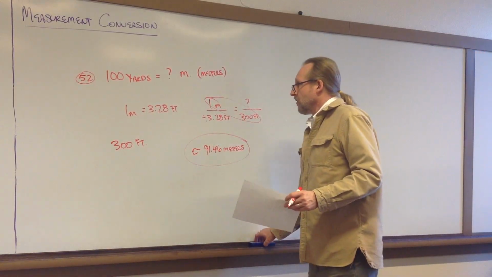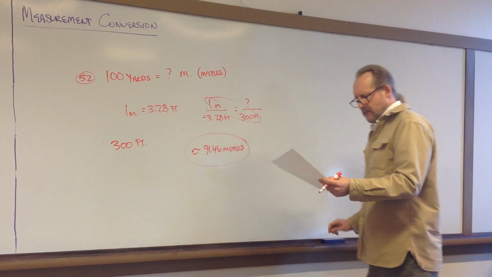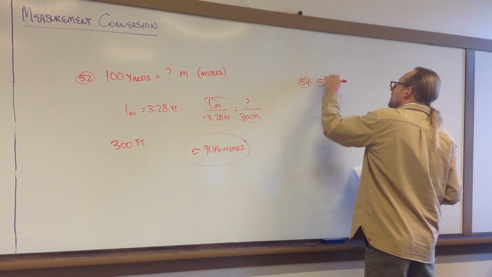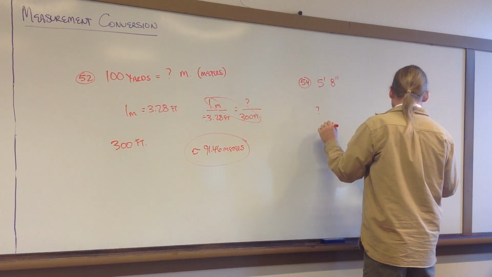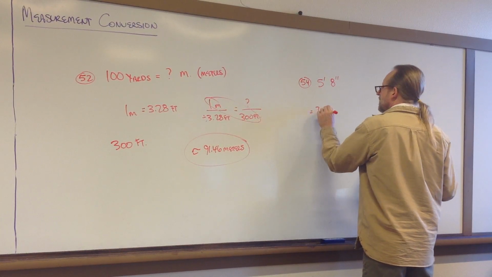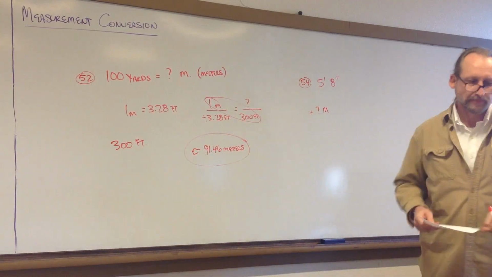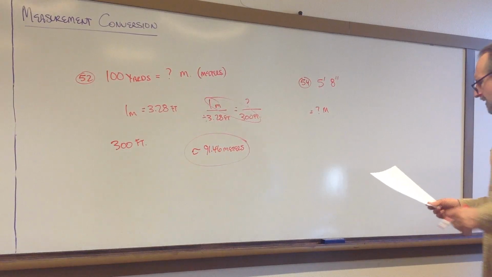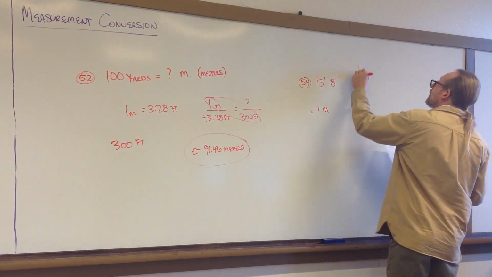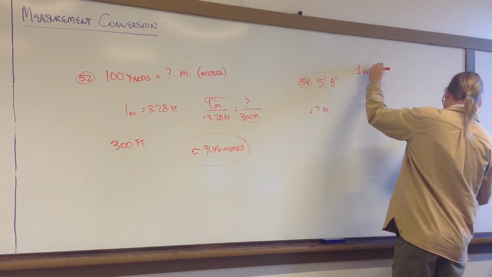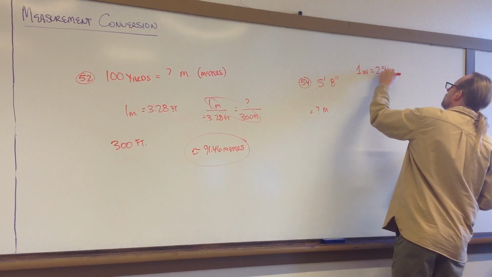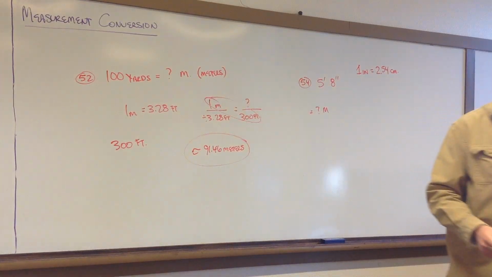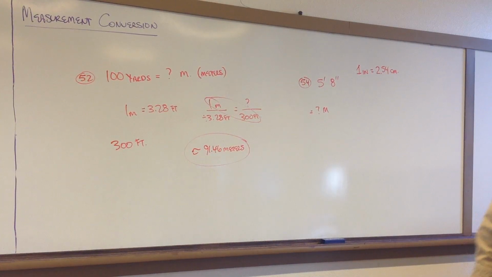Let's see here. Problem 54. This one's about height. A person is 5 feet, 8 inches tall, and we want to know how many meters that is. Well, again, our conversion here, we know that 1 inch equals 2.54 centimeters. So I think that'll be helpful for us.